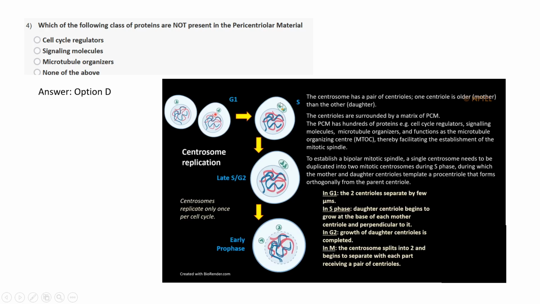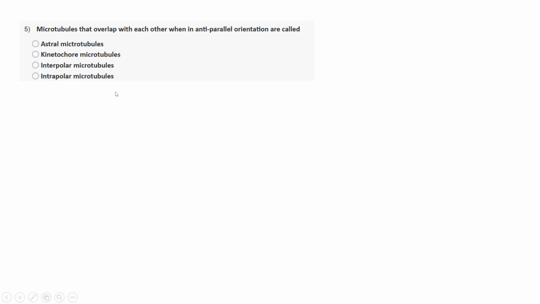So pericentriolar material is the material which is embedded inside the centrosome. The cell cycle regulators, signaling molecules, and microtubule organizers are present in the pericentriolar material. So microtubules that overlap with each other in antiparallel orientation are called. These are the four kinds of microtubules: astral microtubule, kinetochore microtubule, interpolar microtubule and intrapolar microtubule.